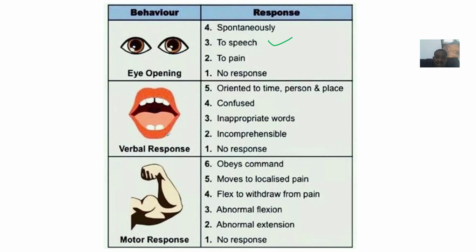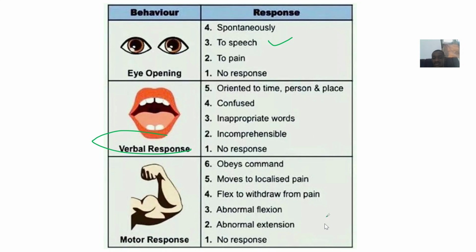So about the verbal aspect. If the patient is oriented in time, person and place, you can ask them, where are you? Maybe if they have a spouse, you ask them, who is this? If they get all of that, give them 5. If they are confused, give 4. If they are now talking some things that are outside of scope, give 3. If they can't even reason, give 2. If there's no response at all, give 1.